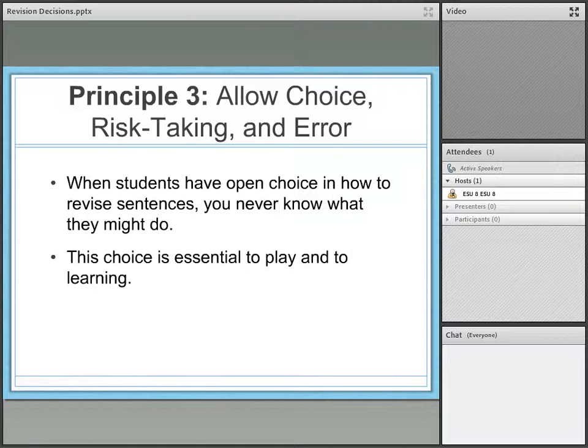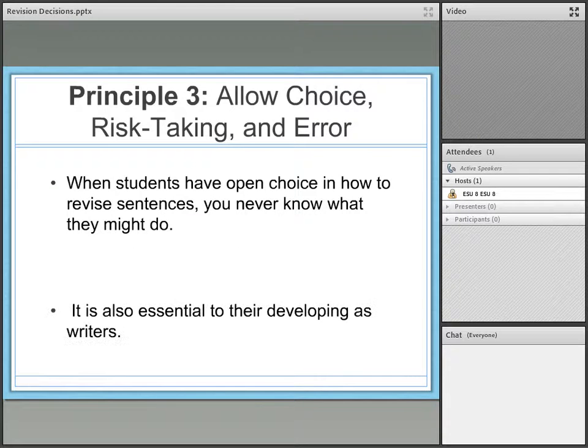Just as this line says, they're developing. They need the chance in order to be able to do that. When students have those open choices to revise sentences, you never know what they're going to do. That's what's exciting about this. And if they make an error, or find that there's an error in a piece, let it be a learning situation. Let risk taking be a learning situation as well as choice.